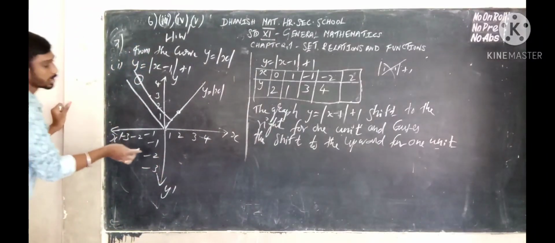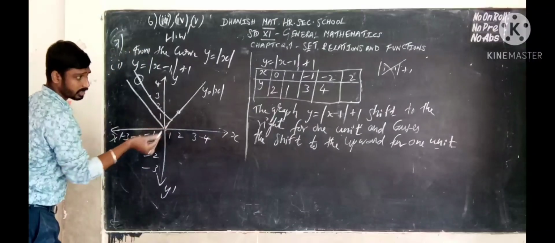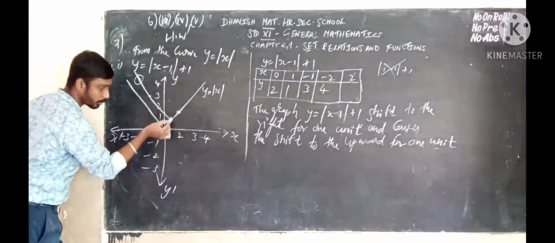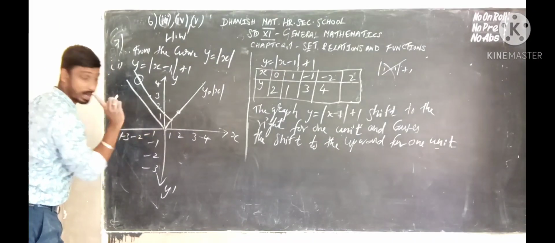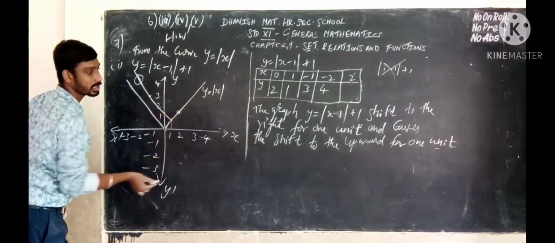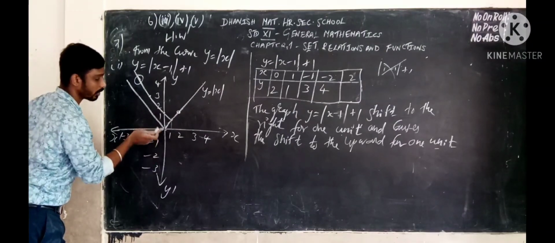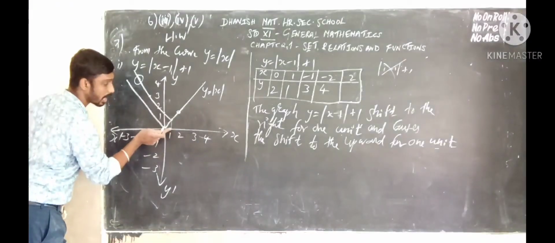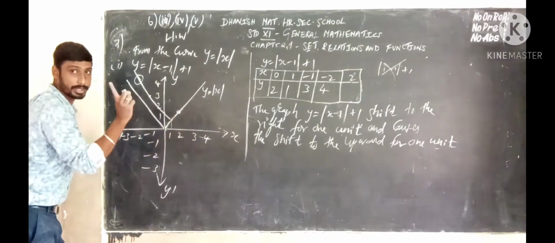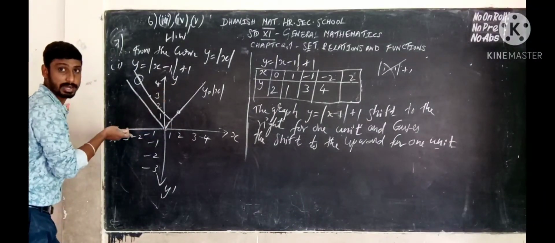Listen here, shift to the right for 1 unit and causes the shift upward for 1 unit. Shift to the right for 1 unit and goes upward for 1 unit. It is the condition that will be satisfied here.